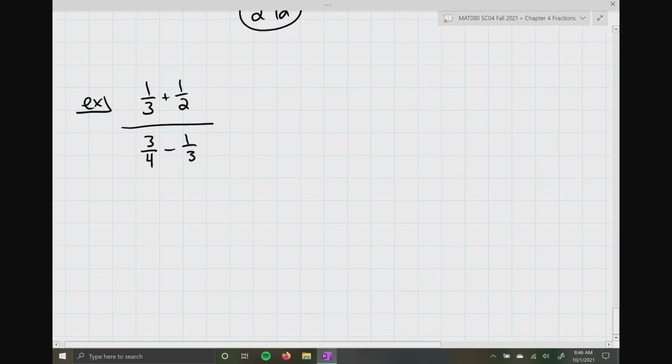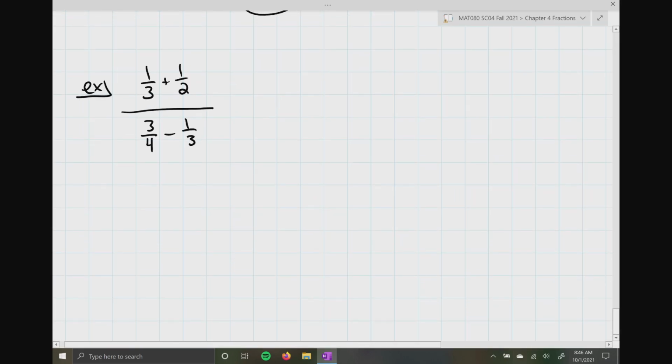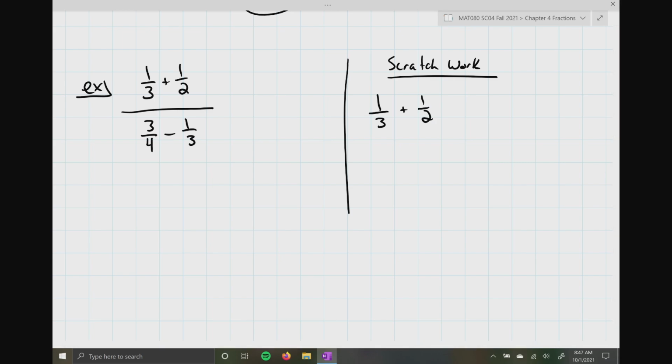So in this example, we have 1/3 plus 1/2 all divided by 3/4 minus 1/3. So we're going to be surgeons. We're going to look only at the top. And we're going to say, okay, let's just add 1/3 plus 1/2. Now here, we need to do our steps. All right? So let's go ahead.